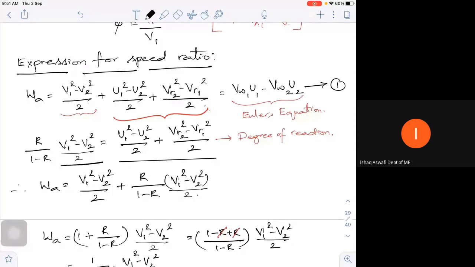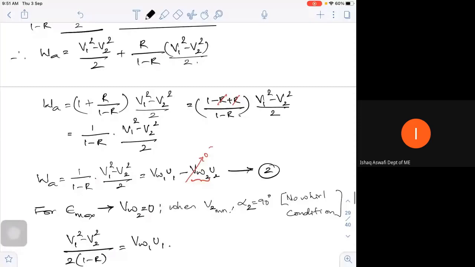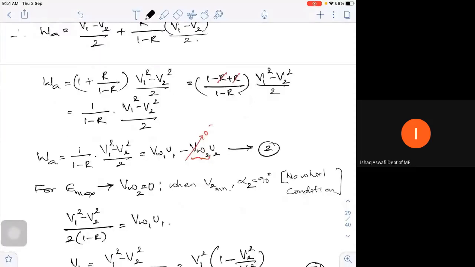If I simplify, I am going to get your actual work in terms of your kinetic energy component. I am equating it to VW1 into U1 minus VW2 into U2. And I told that for maximum utilization factor, your V2 should be minimum. When my V2 is minimum, your VW2 should be 0.